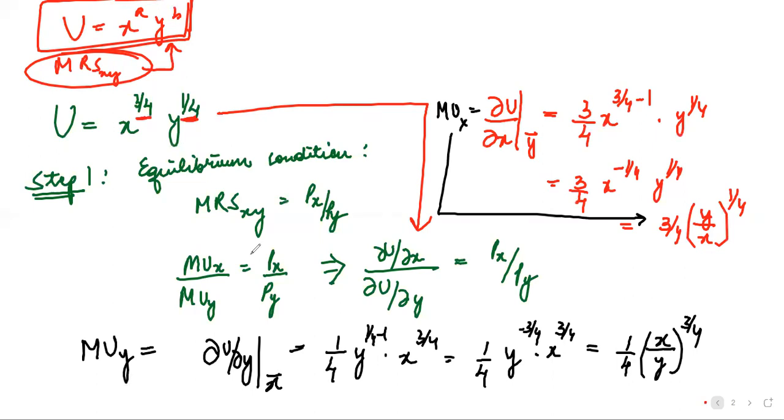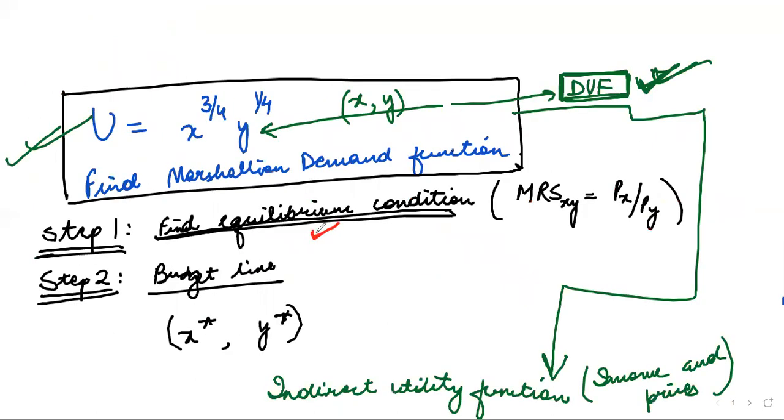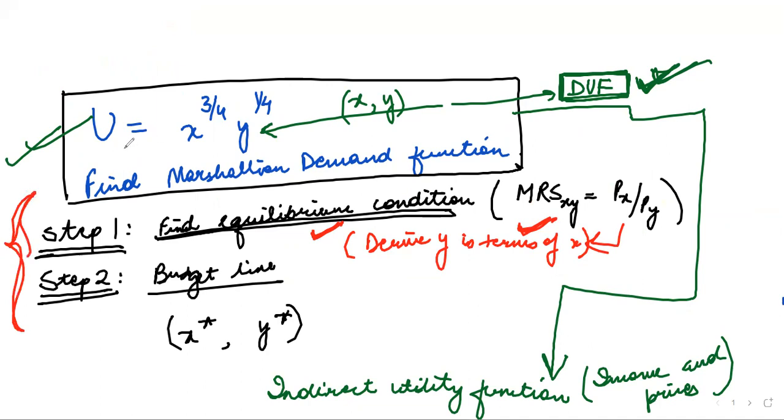Step 1 was to find the equilibrium condition, and from here derive y in terms of x. By the way, these steps are only possible if it is a differentiable function, okay? A min function, a max function, substitute goods function, they're non-differentiable. The substitute function is definitely differentiable, but we don't use this method for reasons that we have discussed as part of our substitute goods class.